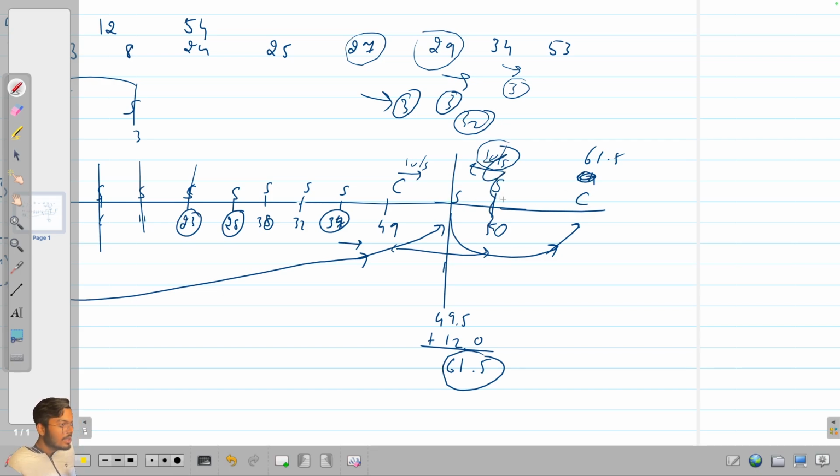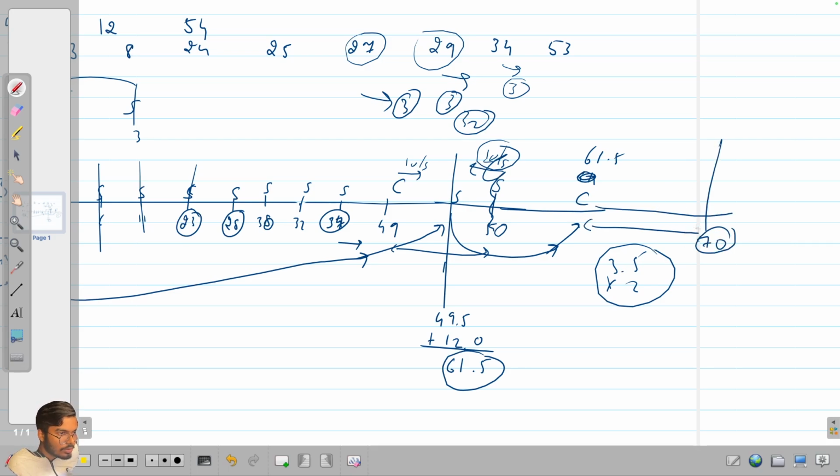Okay, and now, since this is greater than L, which was 54, our answer will be 3.5 into 2. But if my L was somewhere like 70, then my answer will be something different. I will have to wait for the crow to cover this much distance, right? I think it is 8.5, right?